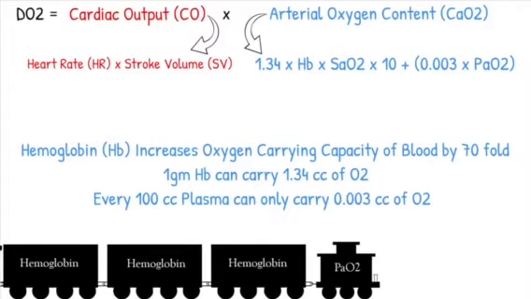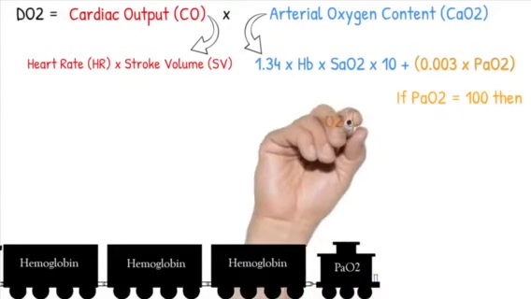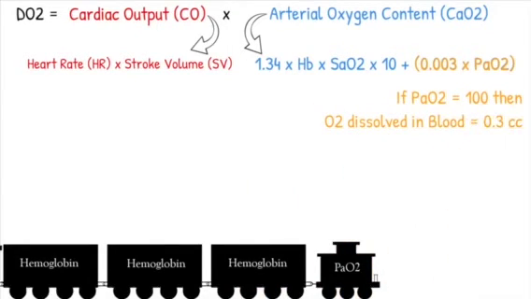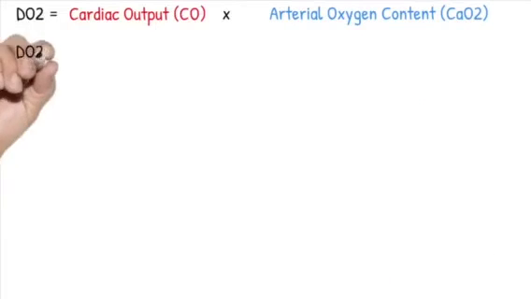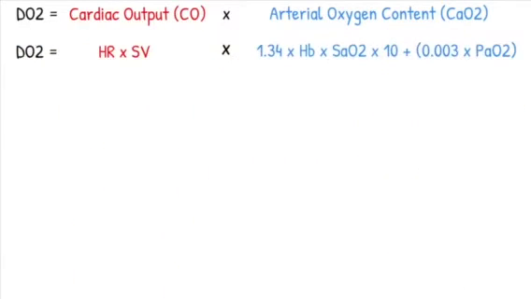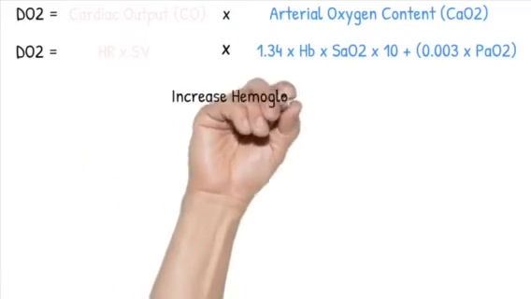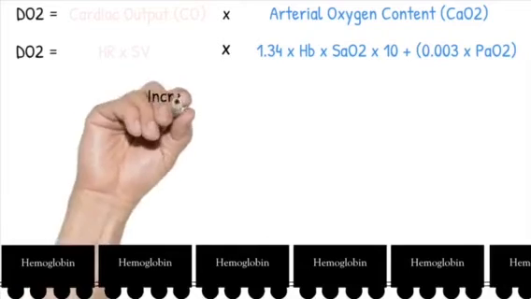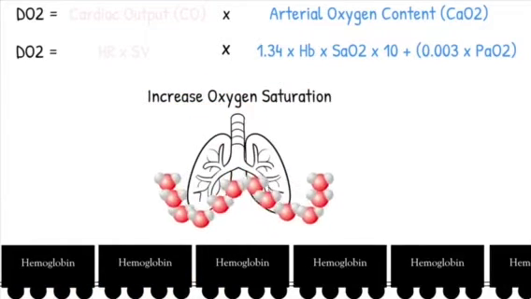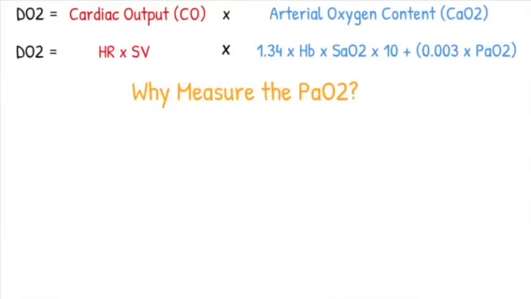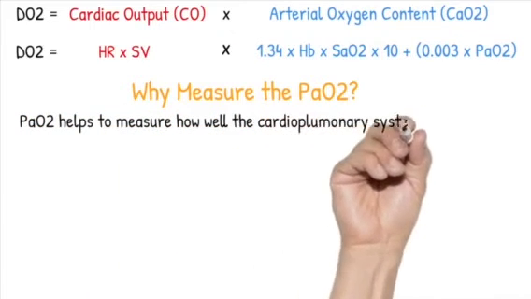In this example, the PaO2 is the caboose. It's an important part of the train, but it's not there for delivering the oxygen. You'll notice if the PaO2 is 100, then the amount of oxygen dissolved in the blood is only equal to 0.3, essentially making this a negligible component of oxygen delivery. Therefore, the greatest impact to oxygen delivery is made by either increasing the cardiac output, or the amount of hemoglobin, or the oxygen saturation. So why measure the PaO2? Because it helps us understand how well the cardiopulmonary system is working.